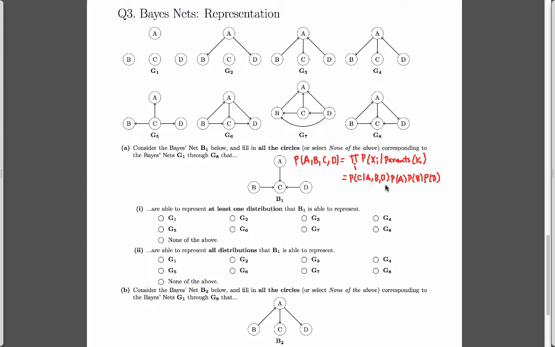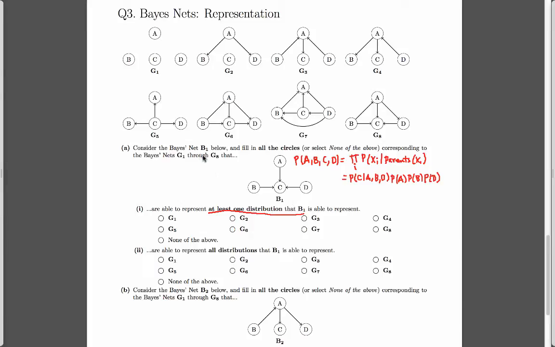And so therefore it can represent any distribution where A and B are independent, B and D are independent, A and D are independent. And we can see that all from the Bayes net structure. It can also represent more complex relationships where whenever you condition on C, the other variables A, B, and D are not independent. So in this first question, we are looking at which of the graphs G1 through G8 are able to represent at least one distribution that B1 can represent.